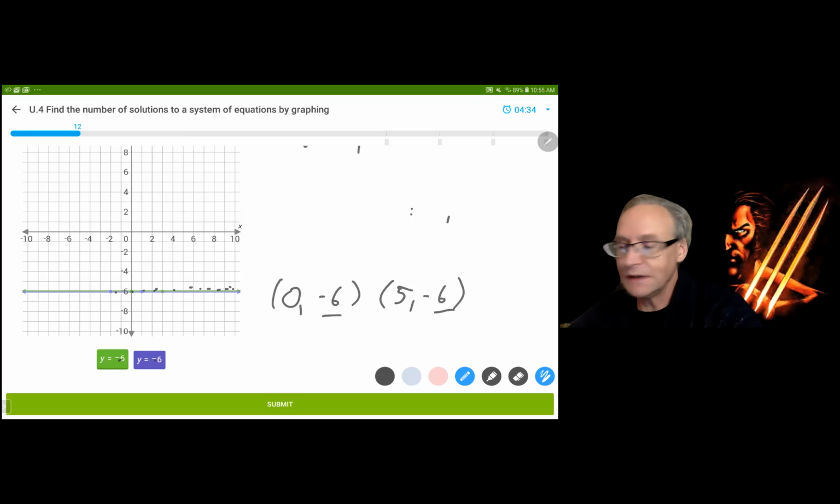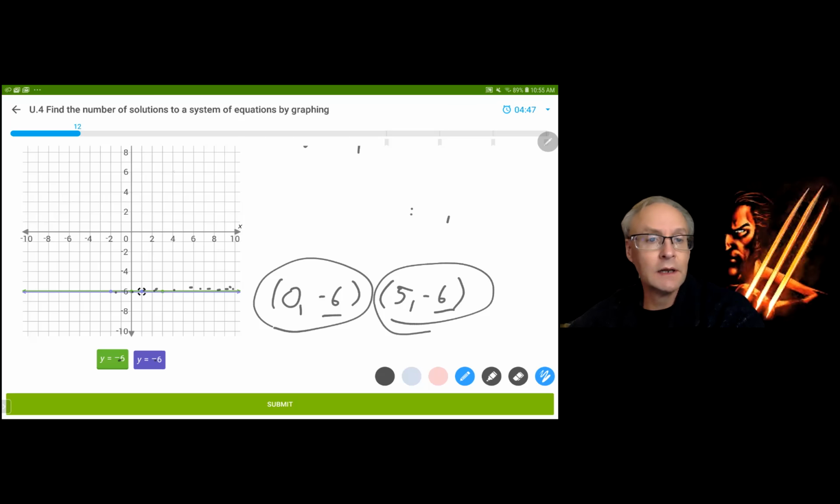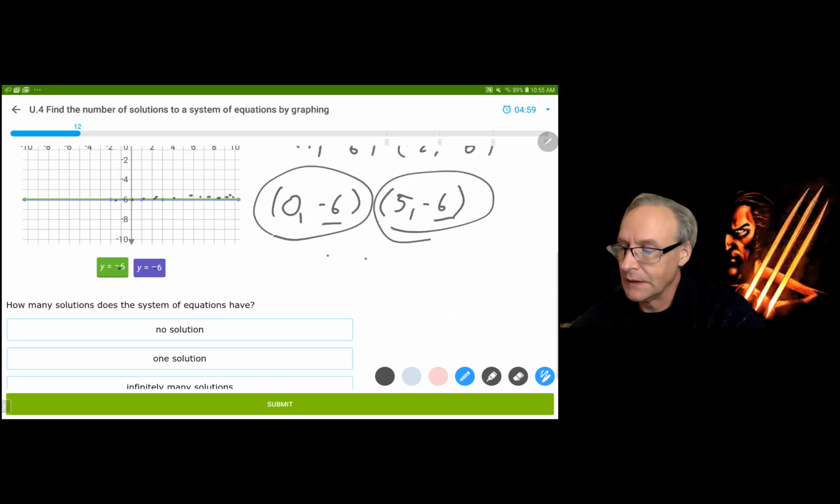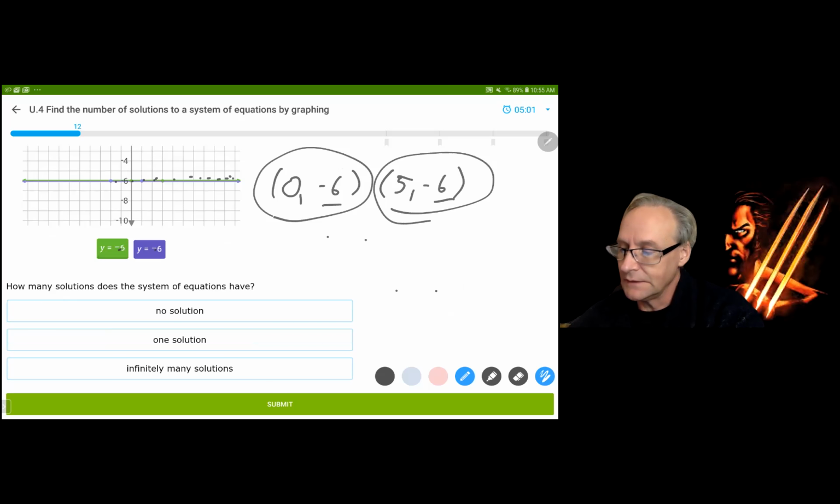Now, it isn't any solution because there are lots of points in this graph that you can see all up in here that do not make this true. But any point that includes y equal to -6 is, of course, a solution to both equations. And they are clearly the same equation. So this is infinitely many solutions, and we're ready.